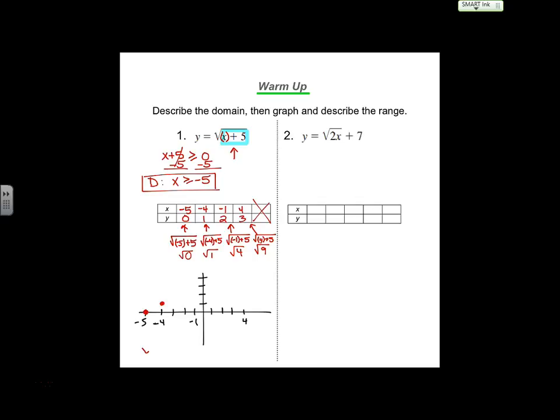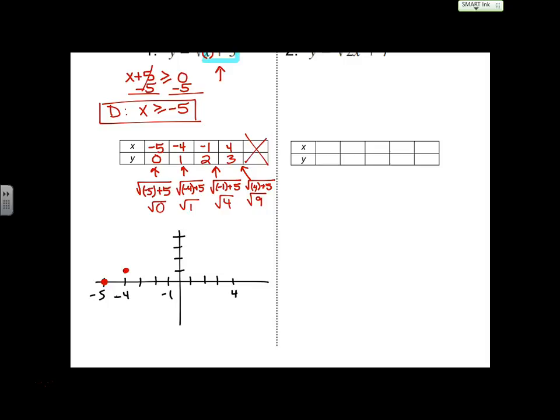As we come back here, we have -4, 1. -1 is 2, and 4 is 3. You guys remember, it only goes forever in one direction, right?